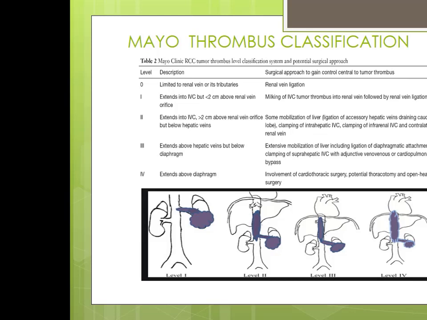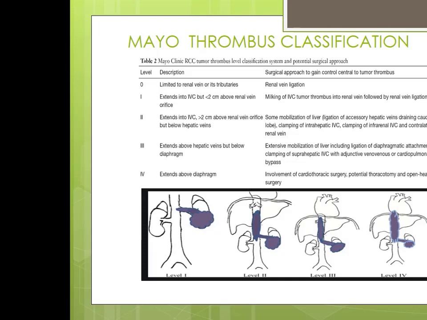So this is the Mayo tumor thrombus classification. We encounter a lot of patients who have tumor thrombus. So Mayo proposed a classification system which not only describes the levels of tumor thrombus, but also tells us the surgical approach, how to gain control of the tumor thrombus. Mayo classifies the tumor into 5 levels. In level 0, the tumor thrombus is limited to the renal vein or its tributaries. We can gain surgical control by simple renal vein ligation.